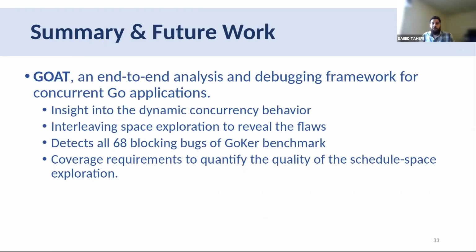In this work, we presented GoAT, an end-to-end analysis and debugging framework for concurrent Go applications that provides insight into the dynamic behavior of concurrency primitives and assists with debugging. GoAT systematically explores the interleaving space of the Go scheduler to accelerate bug exposure. Using GoAT, we were able to detect all 68 blocking bugs of the Gopalakrishnan benchmark. We also proposed a set of coverage requirements to evaluate the dynamic behavior of interleaving space exploration.